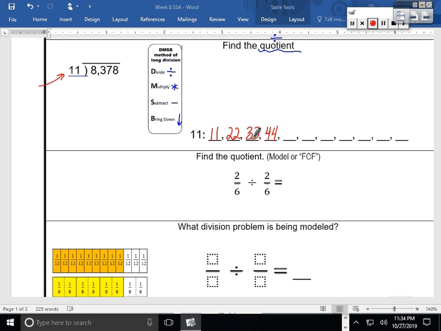1, 1, 2, 2, 3, 3, 4, 4. That's going to continue for a while. 5, 5, 6, 6, 7, 7, 8, 8, 9, 9. Uh-oh. 10, 10 will get you in trouble.